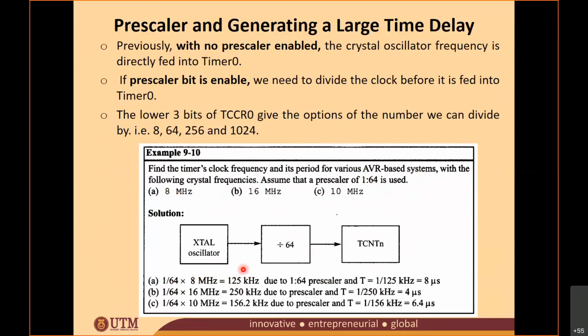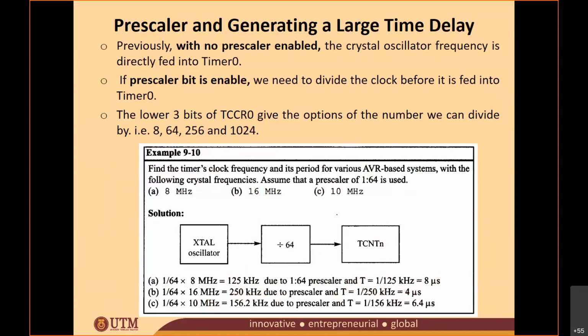Okay, new frequency, which is 125 kilohertz. From this 125 kilohertz, you need to find out the new T. T equals 1 over 125 kilohertz, then you will get 8 microseconds. Similar to this one here, 60 megahertz divided by 64, you will get 250 kilohertz. And then after that, you find the T, which is 1 over 250 kilohertz, you will get 4 microseconds.